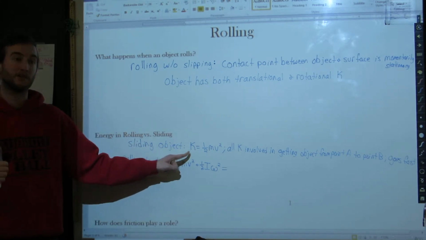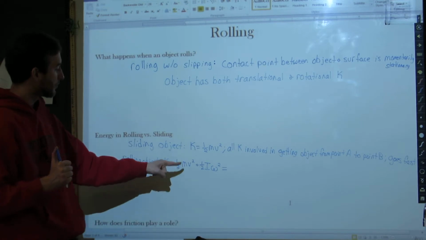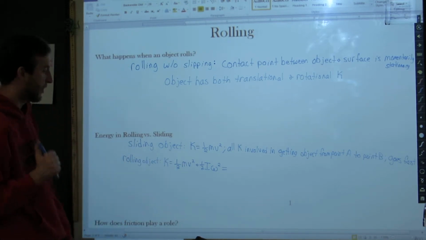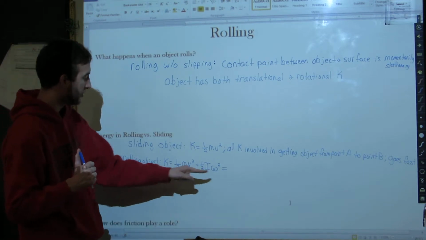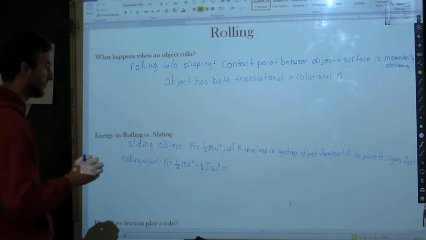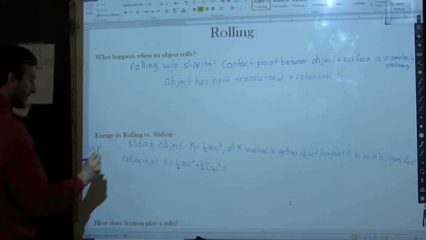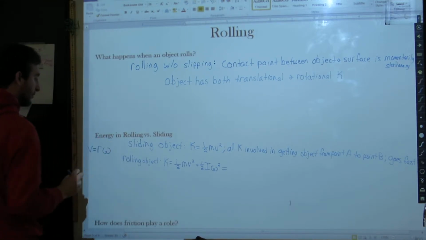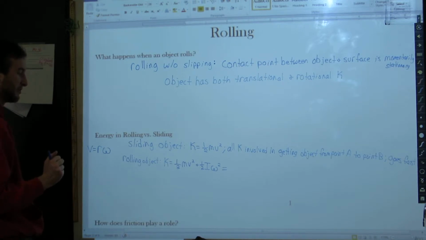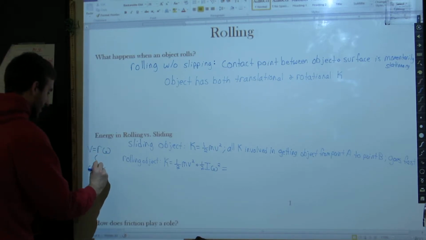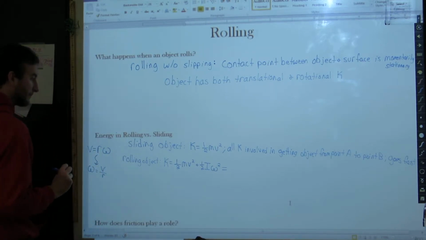Oh, some sort of siren outside. What we're going to do is compare these two, and see how they compare. What I want you to do is recall the relationship between linear speed and angular speed. Remember that linear speed is equal to the radius of the object, or the radius of rotation, multiplied by the angular speed. What this means is that the angular speed is equal to v over r.